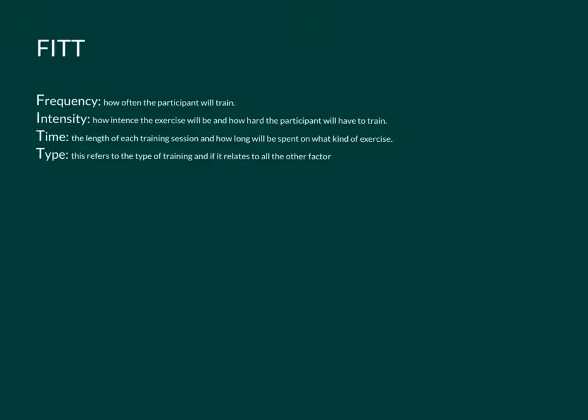The I equals intensity, how intense the exercise will be and how hard the participant will have to train. The first T equals time, the length of each training session and how long will be spent on what kind of exercise. The other T is type. This refers to the type of training and if it relates to any other factors.